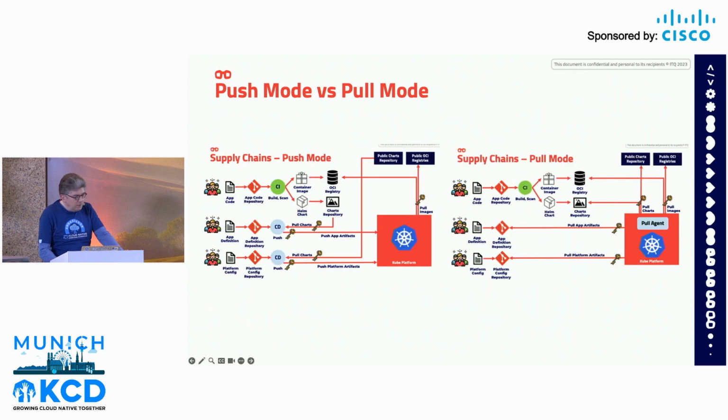Here you see the difference between push and pull mode. In push mode, you're pushing the configuration from the CD pipeline, so you need to have access to the Kubernetes platform to do so. In pull mode, it is the pull agent inside the Kubernetes cluster that needs to have access to the Git repository. So we reverse the responsibility between these two actors, and you see the CD pipeline is replaced by the tasks managed by the pull agent.